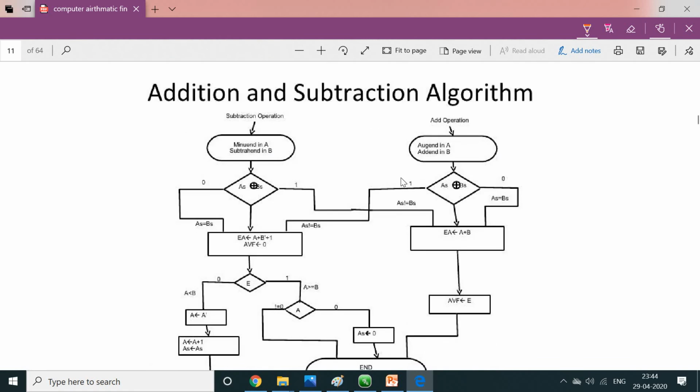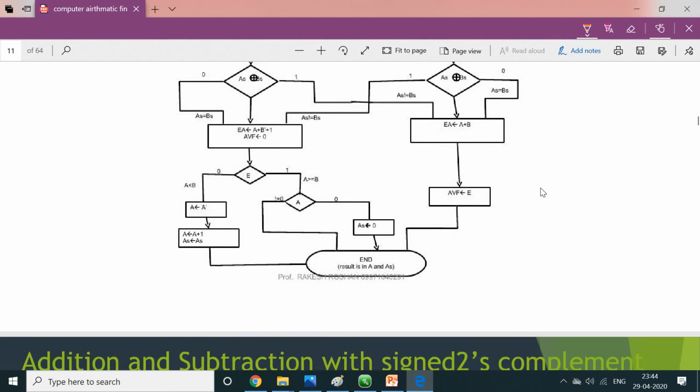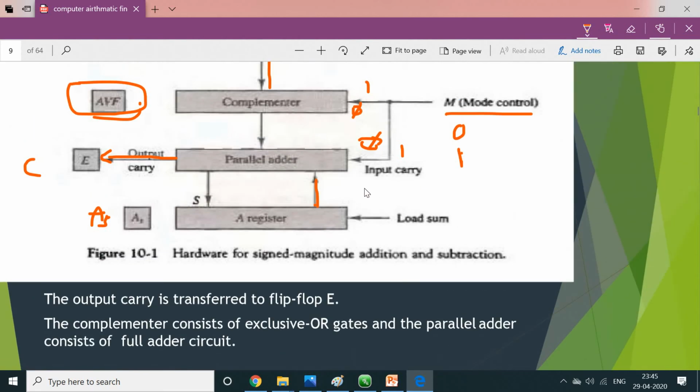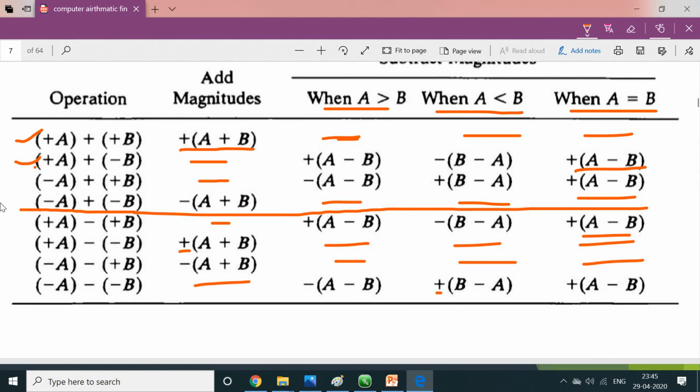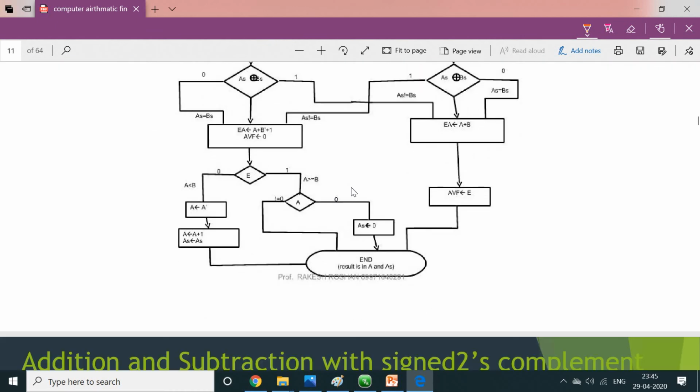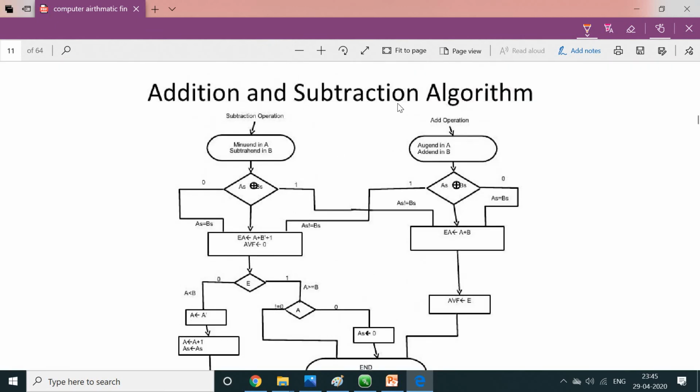Coming to the addition and subtraction algorithm, finally, this is a very easy block diagram. If you consider only the previous complete logic, nothing but this one complete logic, and you understand these complete logic operations, automatically we will understand the addition and subtraction algorithms very easily.